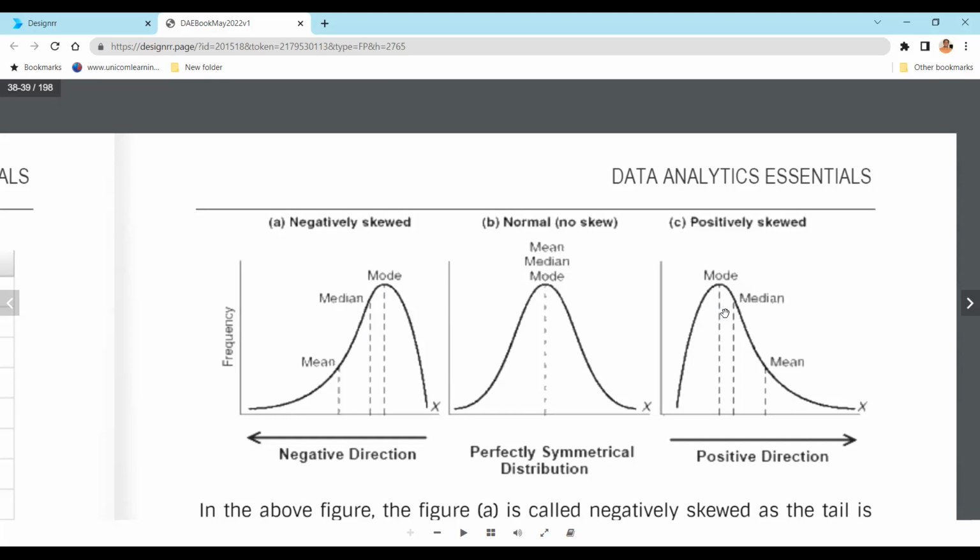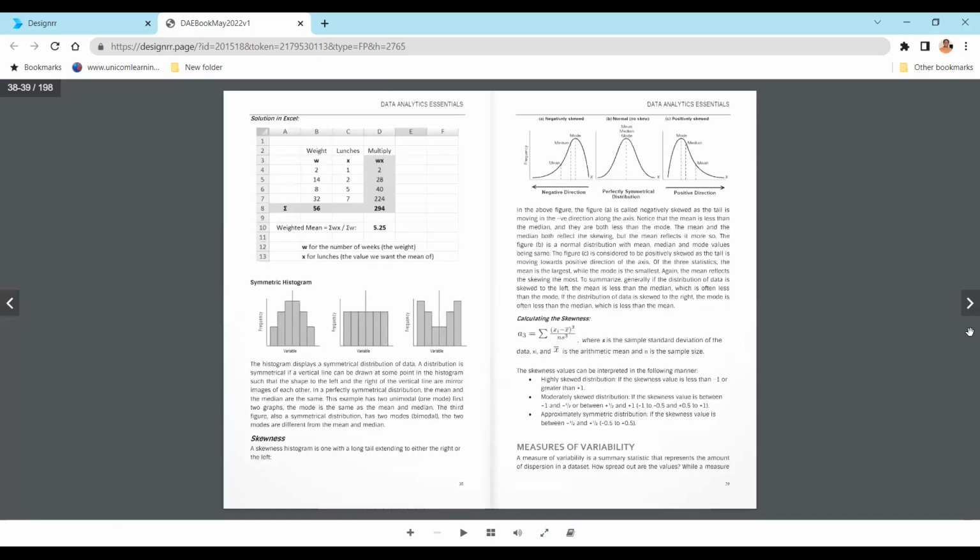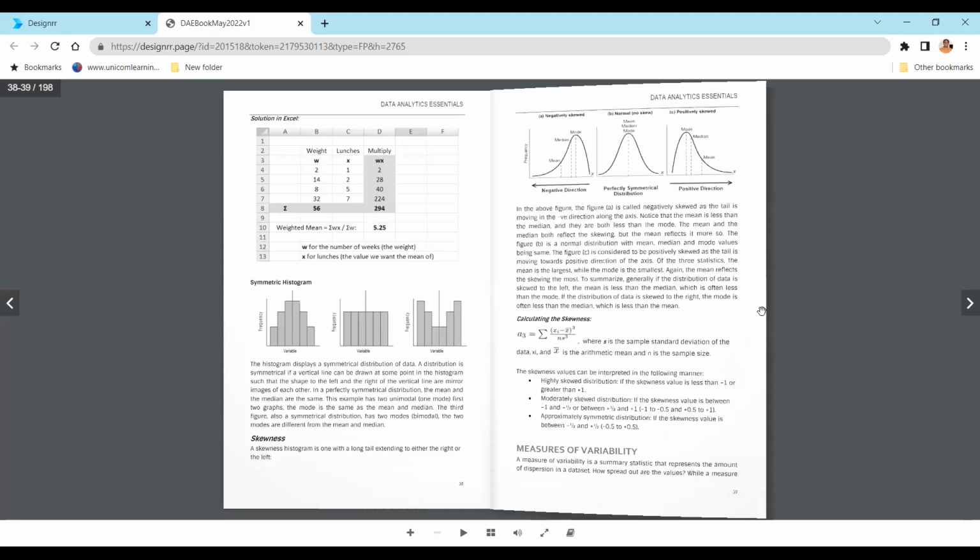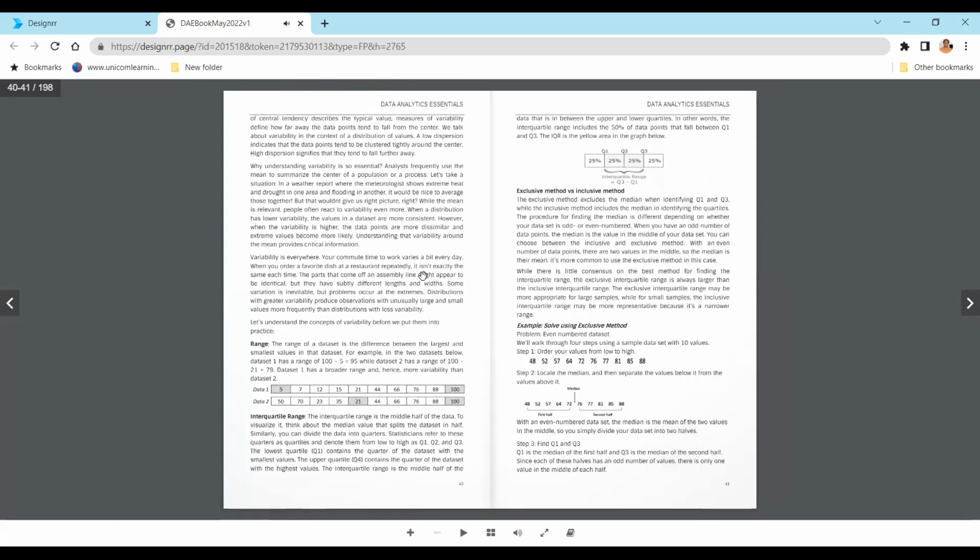Okay, now we'll stop here for today. The next topic we'll talk about is called measures of variability. And then we'll combine the measures of central tendency that we have done so far, mean, median, mode, and the positively skewed graph, normal graph, and negatively skewed graph, right? Now we'll talk about variance and standard deviation. Together, we'll see how to analyze data.